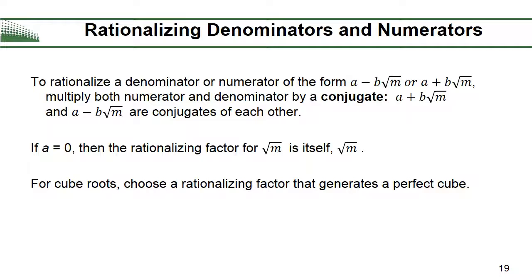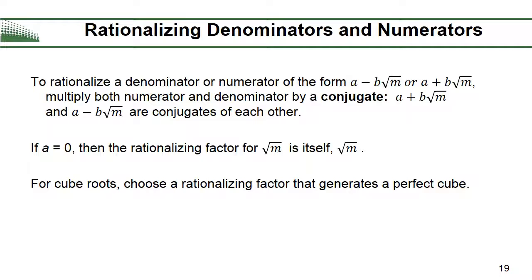If it has the form a minus b square root of m, or a plus b times the square root of m, then what you're going to do is multiply the numerator and denominator by the conjugate. The conjugate is the same exact thing with the opposite sign. So in other words, a plus b square root of m and a minus b square root of m are conjugates of each other. 2 plus the square root of 3, 2 minus the square root of 3. 5 plus the square root of 7, 5 minus the square root of 7. When you multiply them together, and be sure to use FOIL, the square roots will actually cancel each other out, and that takes care of the problem.